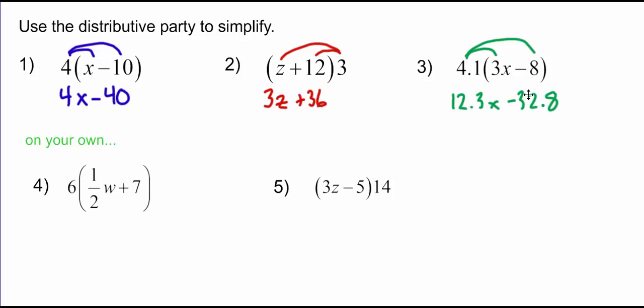Go ahead and pause the video. Try 4 and 5 on your own.